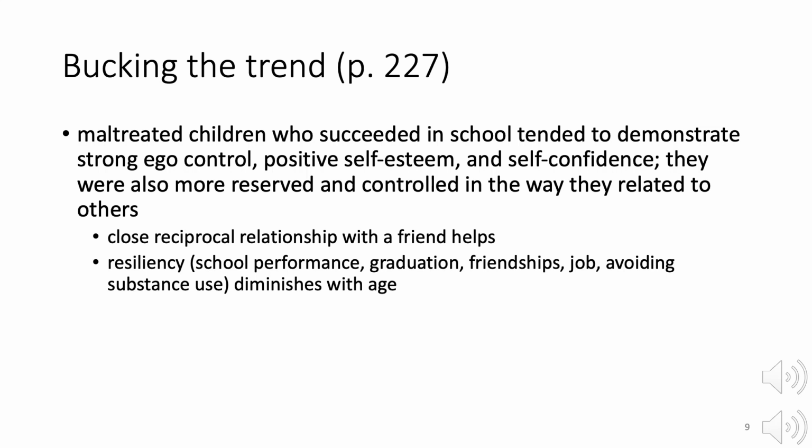Of course, it is possible to buck the trend to which one is born. Statistically speaking, this may be few, but maltreated children who succeeded tend to demonstrate greater ego control, self-esteem, and self-confidence. They are also more reserved and controlled in the way they relate to others. Close reciprocal relationships with a friend help. That said, resiliency, that is great performance despite poor or challenging background, tends to diminish with age.